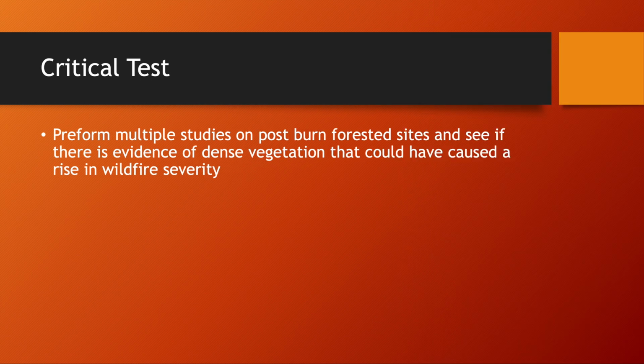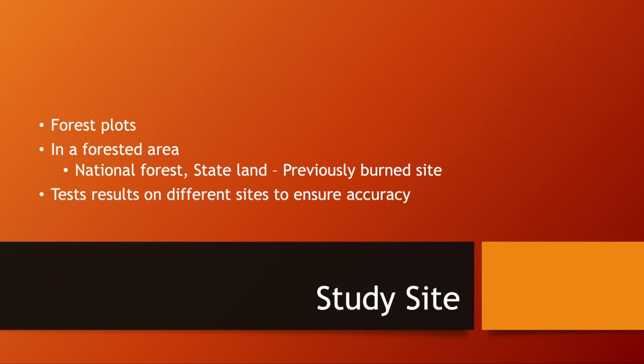To test this hypothesis, I will perform direct studies on wildfire sites that have already been burned. I will collect data and see if there is compelling evidence that dense vegetation makes an impact on wildfire severity. For my study site, I will find a post-burn wildfire site in a forested area and conduct forest plots of the burned vegetation. I will do multiple tests in different post-burn wildfire sites to make sure there is actually compelling evidence that dense vegetation can cause an increase in wildfire activity.